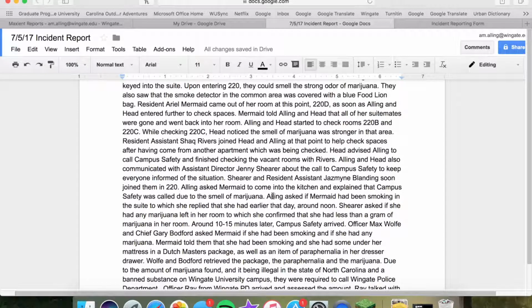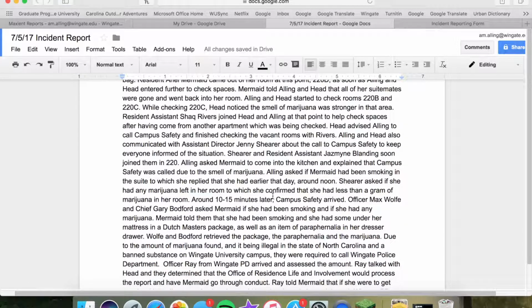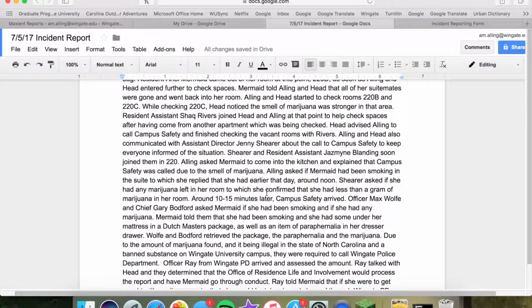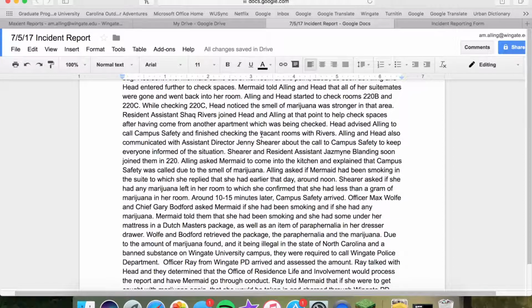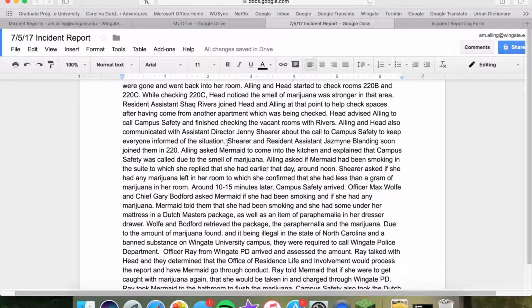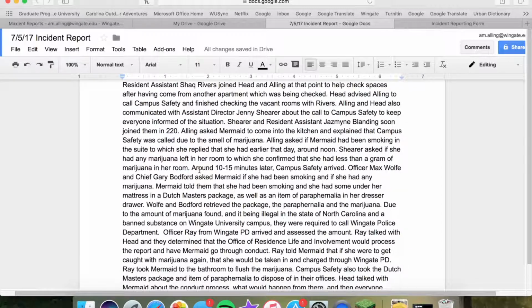While checking 220C, Head noticed the smell of marijuana was stronger in that area. Resident Assistant Shaq Rivers joined Head and Alling at that point to help check spaces after having come from another apartment which was being checked. Head advised Alling to call campus safety and finish checking the vacant rooms with Rivers. Alling and Head also communicated with Assistant Director Jenny Shearer about the call to campus safety to keep everyone informed of the situation. Shearer and Resident Assistant Jasmine Blanding soon joined them in 220.